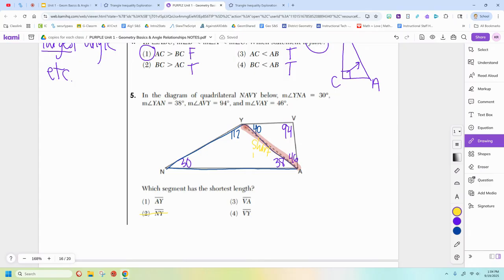Okay, so this is the shortest side of the big triangle. Let's say it's 10. But when I go to the little triangle, isn't it the longest side of that triangle? So doesn't this side and this side have to be shorter than this? So now we're taking out AY. This is a hard question. This is like the only question I can find that's a Regents question that they've done with this.